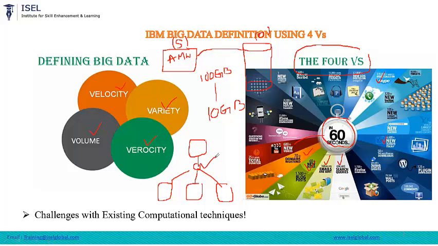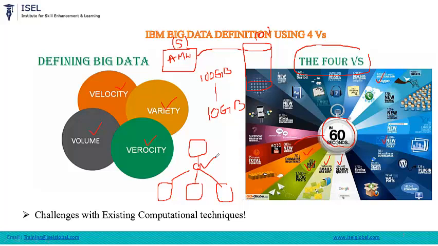That is the reason our existing computational techniques are lagging behind the storage capacity, behind the processing capacity. That is the reason we are not able to come up with the report on time, or we are not able to take the business decisions on time based on the data that we have available in our warehouse. Okay, these are the challenges that we have using our existing algorithms currently.